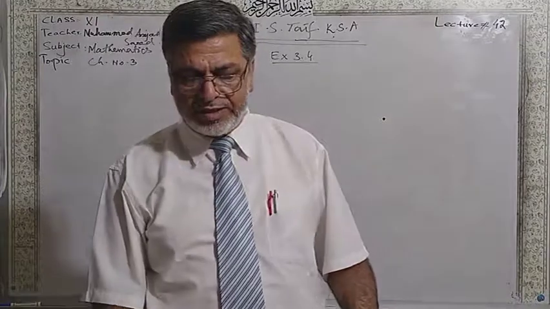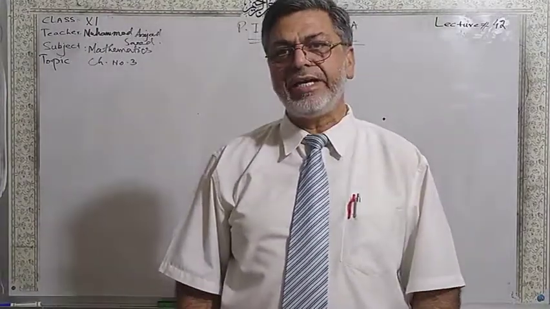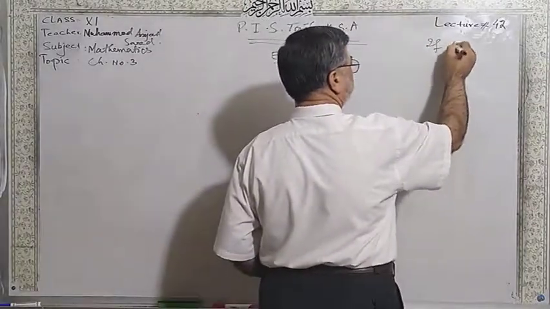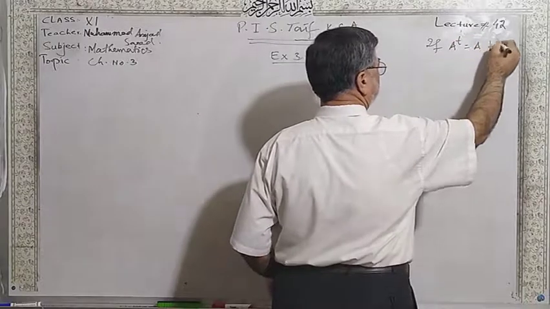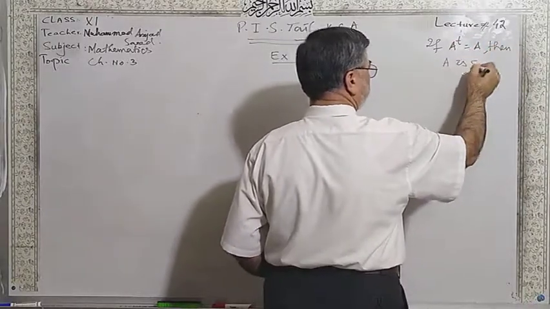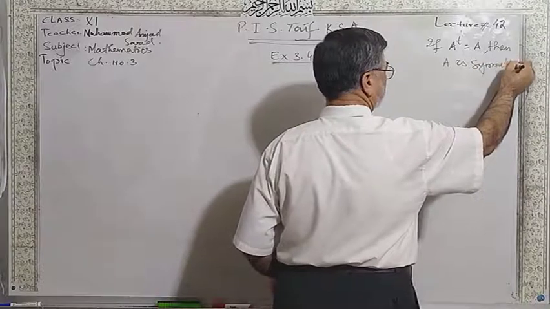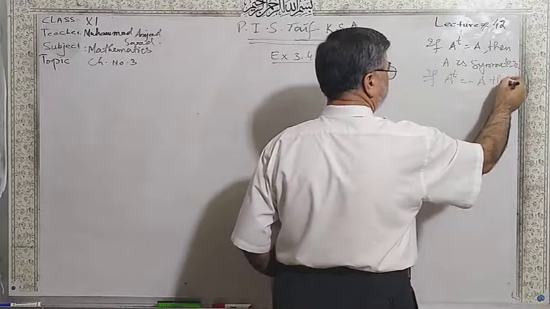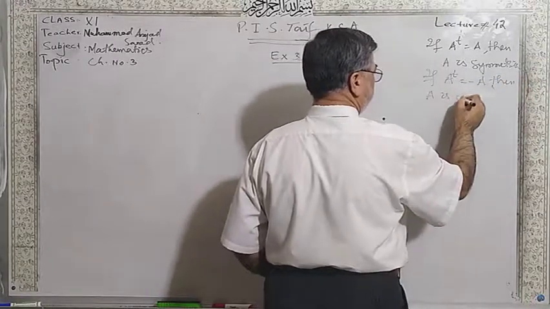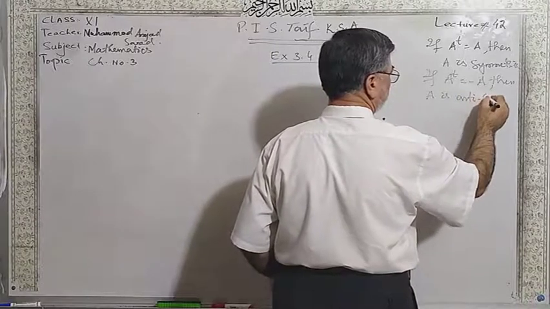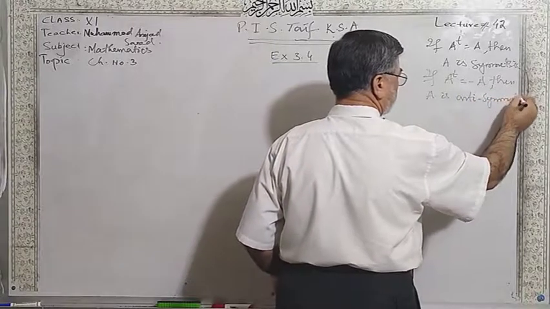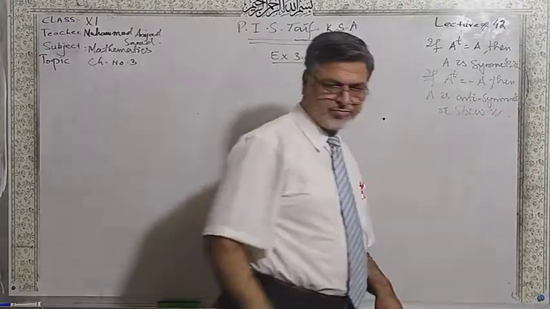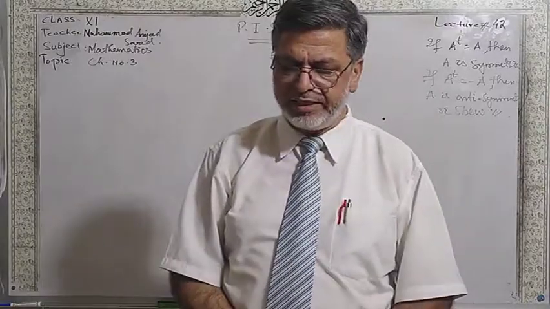Remember that you have already the idea about the symmetric and skew or anti-symmetric matrix. If A transpose is equal to A, then A is symmetric. And if A transpose is equal to minus A, then A is anti-symmetric or skew symmetric. We will apply this formula here in this question.